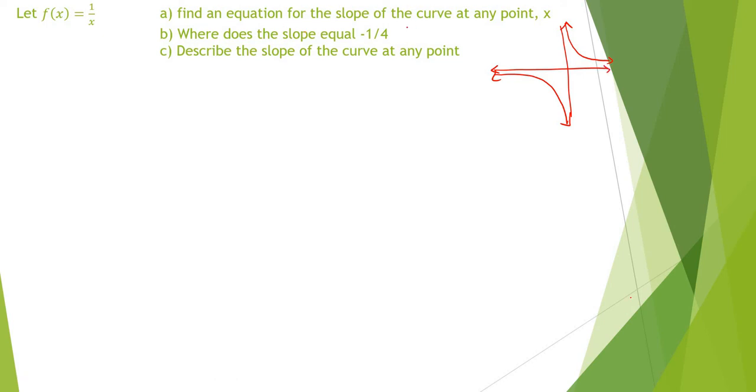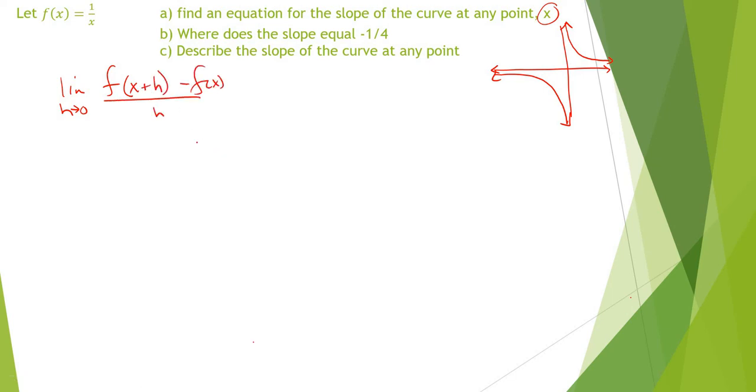Find an equation. Now it doesn't say find the slope of the curve at a point. It says find an equation for the slope. So I don't know what x value I'm going to use at this point. So I'm going to change my equation just a little bit. Instead of saying a plus h, where I know some x value, I'm just going to keep it as x.